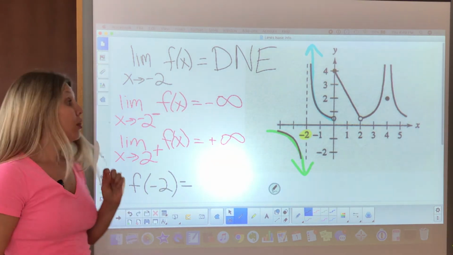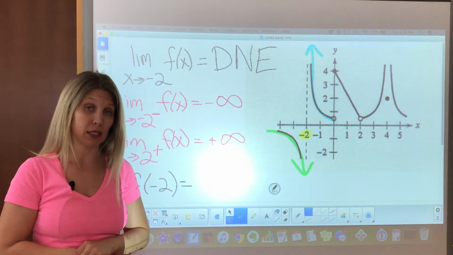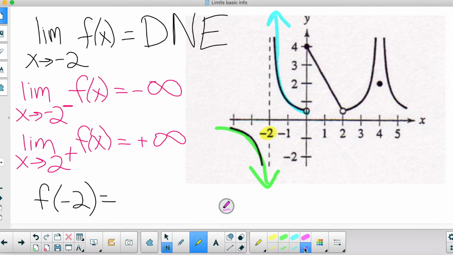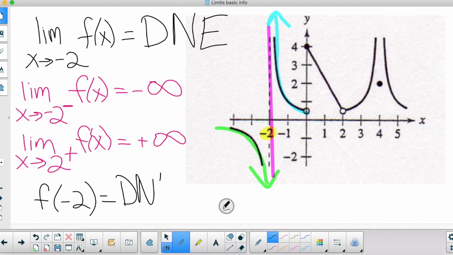However, does the value at negative 2 exist? What do you notice at negative 2? What you notice is this dotted line, right, which is an asymptote. And that means there is no value at negative 2. So for this problem, the value also does not exist.